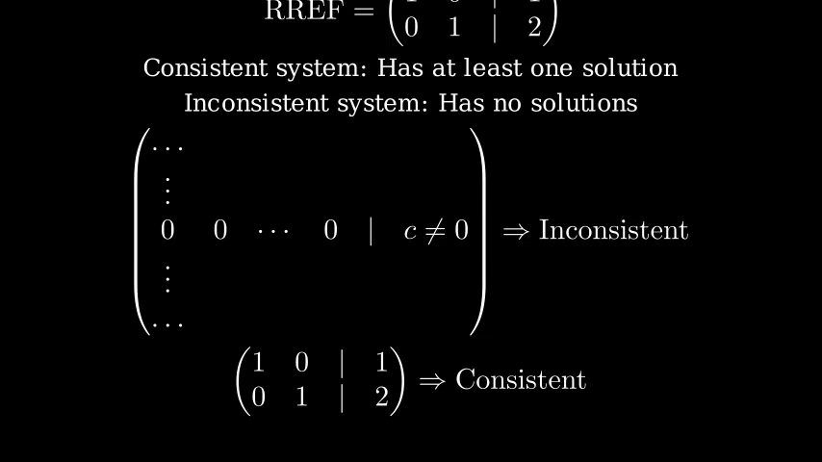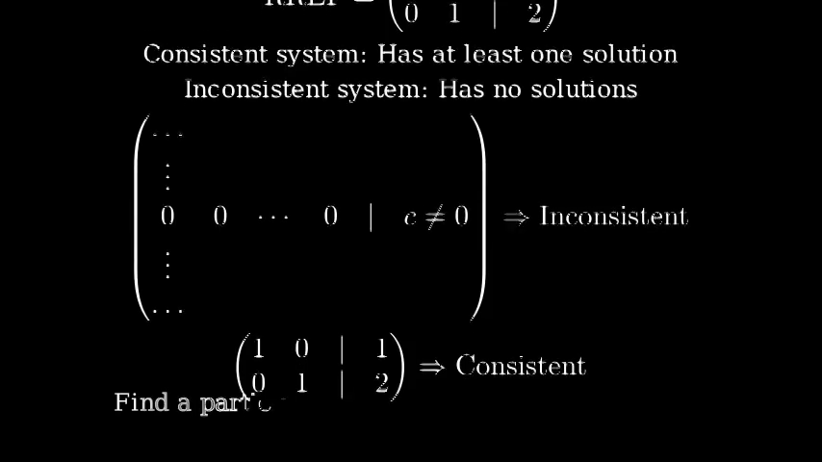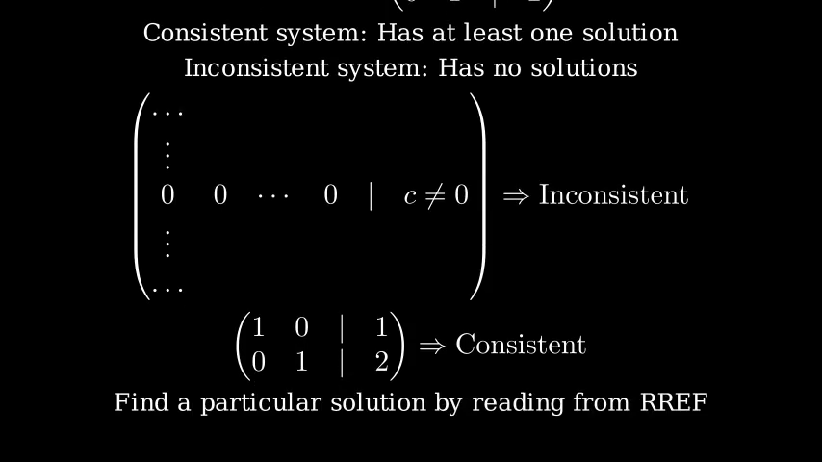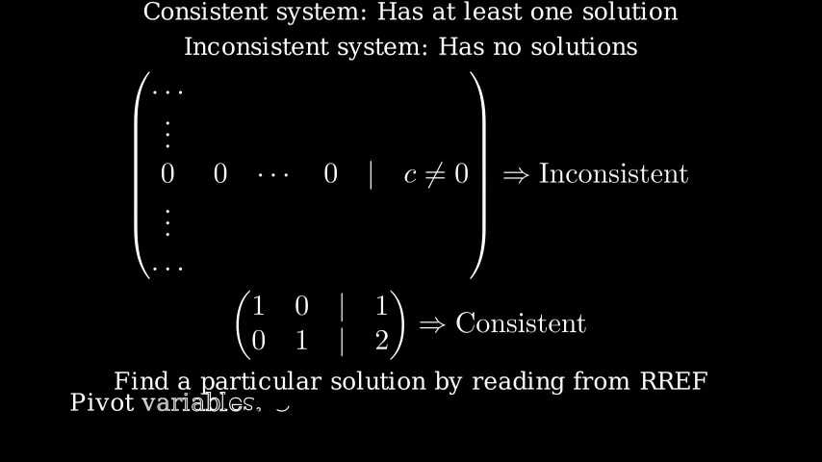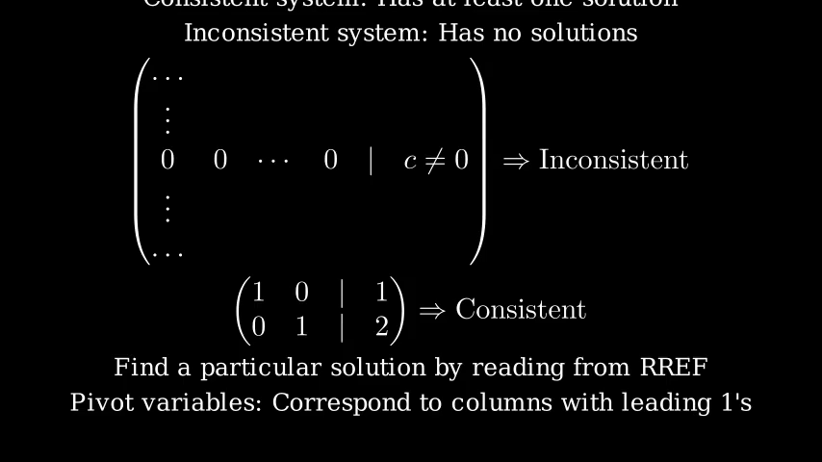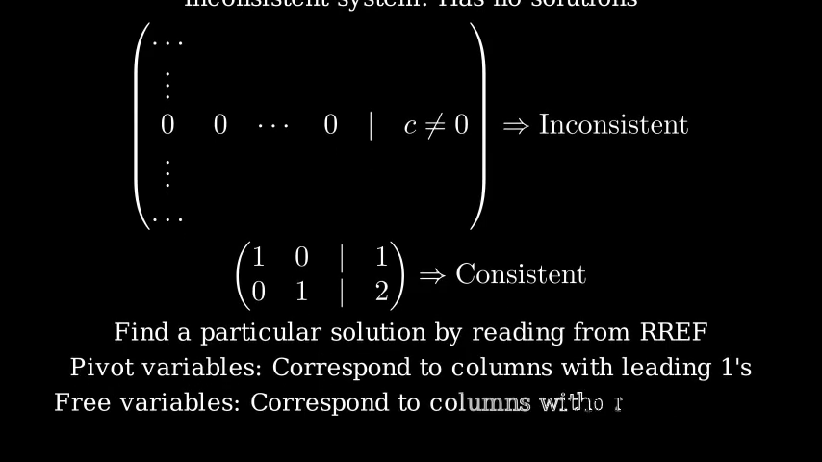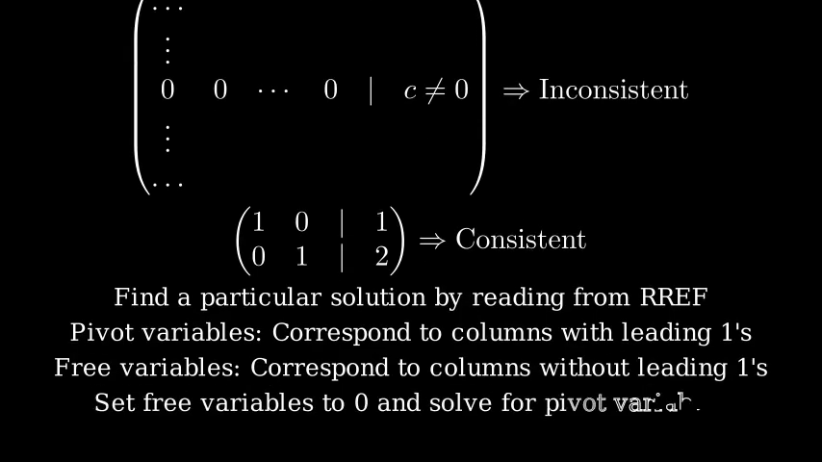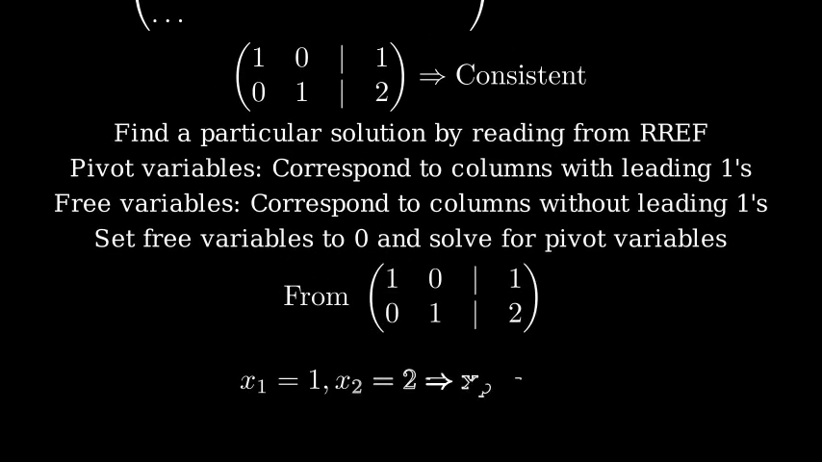Step 4, find one particular solution. From the RREF, we can read off a particular solution. Columns with leading ones correspond to pivot variables. Columns without leading ones correspond to free variables. We set the free variables to 0 and solve for the pivot variables. In our example, both variables are pivot variables. Reading from the RREF, we get x1 equals 1 and x2 equals 2.